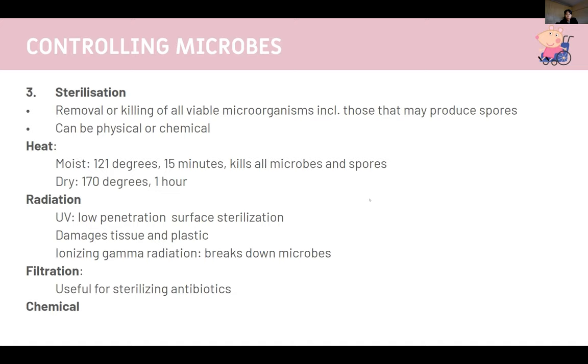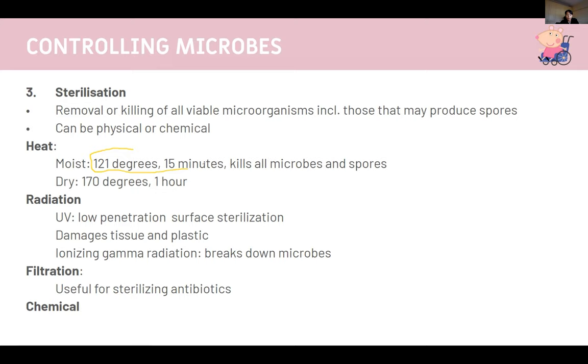And finally, sterilization is the most extreme out of all three. So this is where we kill basically all viable microorganisms, including those spores from bacteria and fungi, which may be really hard to destroy. And once again, we have physical and chemical ways to do this. So to start off, we can use heat. So moist heat, sort of like steaming, I guess, we need the temperature to be at 121 degrees and also heat it for 15 minutes. And this will guarantee that we kill all microbes and spores.